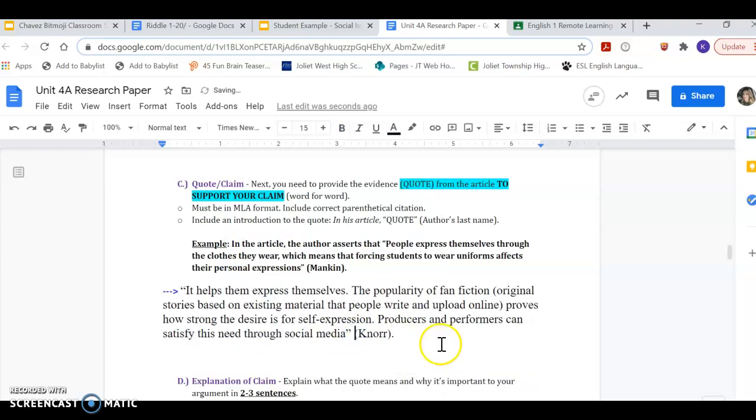And notice that this quote is in MLA format, so there are quotation marks starting and ending, and in parentheses is the author's last name followed by a period. And again, make sure you are capitalizing and punctuating.